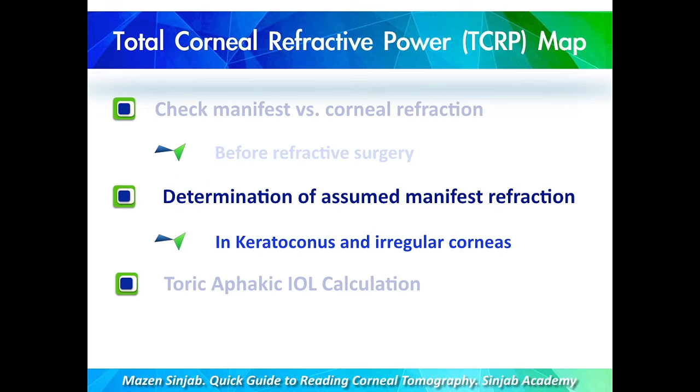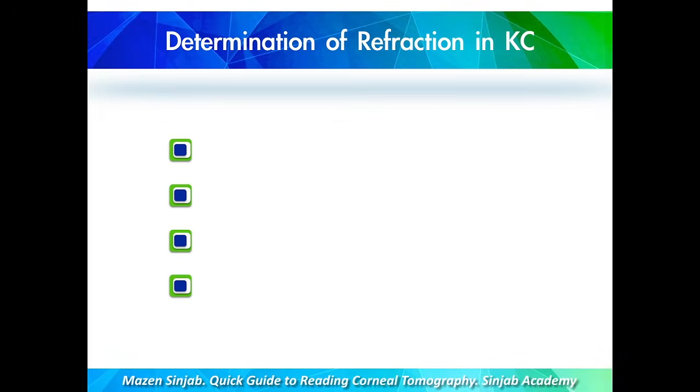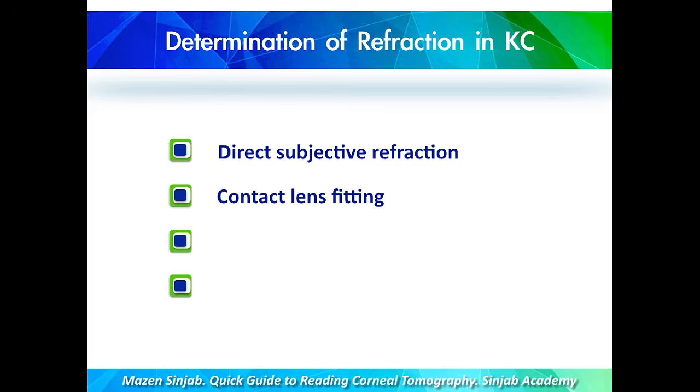The second indication of the TCRP map is to determine the assumed manifest refraction in keratoconus and irregular corneas. Actually, there are different methods to determine the refraction in keratoconus. The simplest method is the direct subjective refraction, and this can be used accurately in early and mild cases of keratoconus. Contact lens fitting is used when we have moderate and severe cases. Aberrometry can be used when we have mild and moderate cases, but not in severe cases. The TCRP can be used in any grade of keratoconus, because it reflects the power of the cornea.